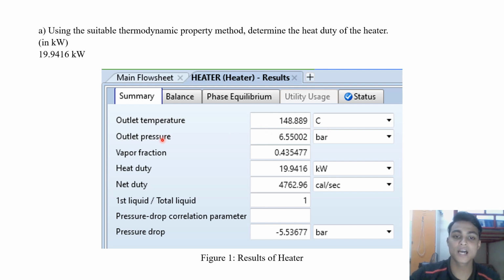148.889 Celsius, outlet pressure 6.55002 bar, vapor fraction 0.435477, as well as other results for net duty, first liquid, total liquid, pressure drop correlation parameter, and also pressure drop.